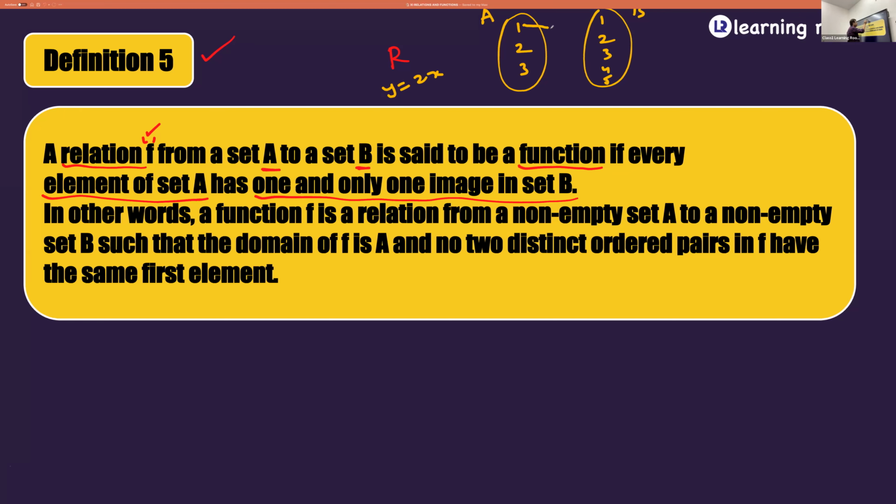1 is related to 2. Am I right? How did I know that? Because if I substitute 1 here, I'll get the y value as 2. If I substitute 2 here, I'll get this as 4. Am I clear till this point?